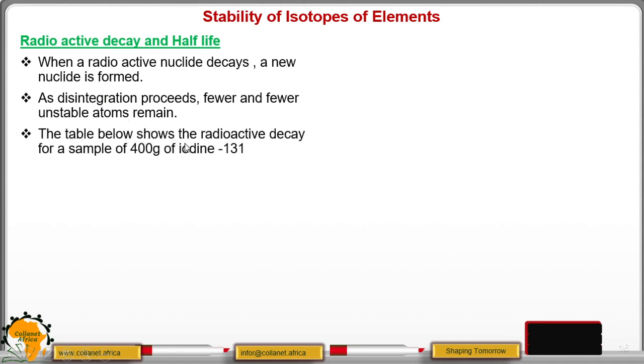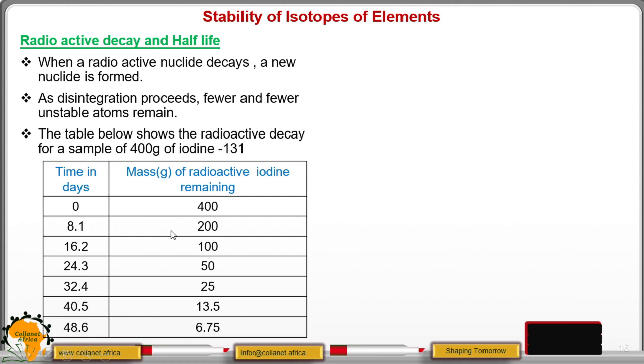Now, the table below shows the radioactive decay of a sample of 400 grams of iodine-131. That is what we have here. We have the time in days and mass in grams of radioactive iodine that is remaining. We start when the time is 0 days. It had a mass of 400 grams. Then after 8.1 days, the mass that was remaining was 200 grams.